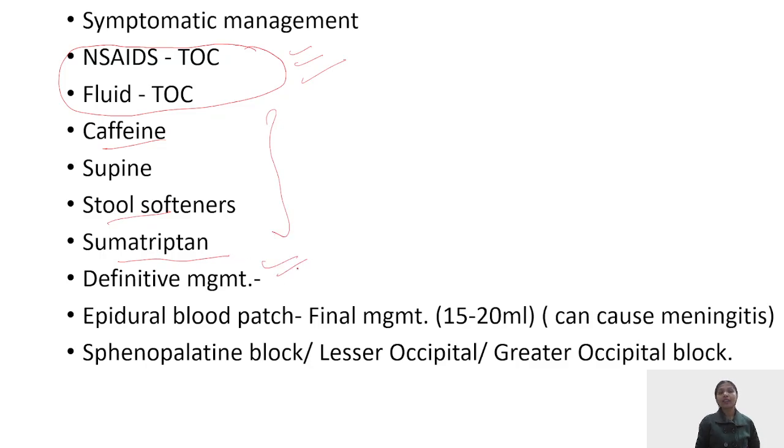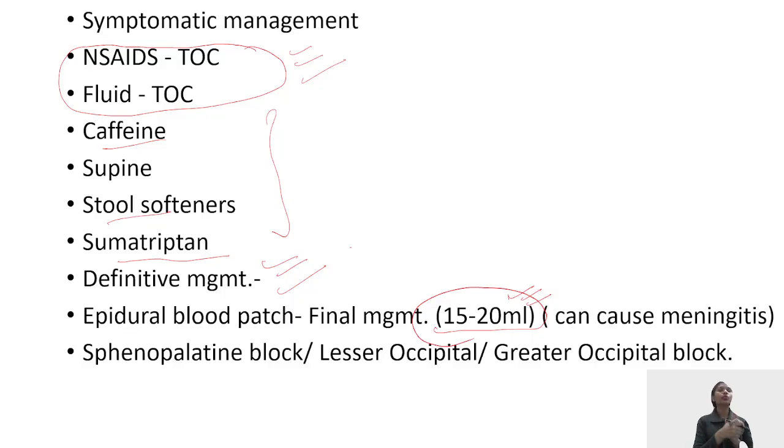The definitive management of such a patient is epidural blood patch, where 15 to 20 ml of blood is given. How it is given is, under all aseptic conditions, we withdraw the blood of the patient, and simultaneously we introduce that blood into the epidural space, one space below or at the same level where we had given the spinal, and it is seen that generally this coagulates, and this is now going to close that breach in the dura mater. That is why this epidural blood patch is given.